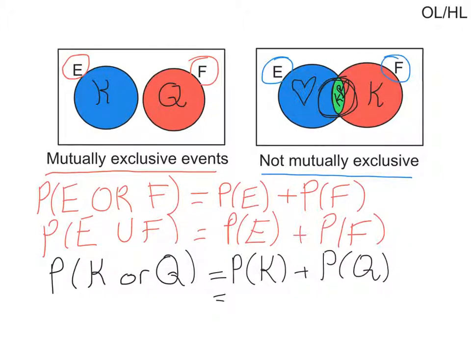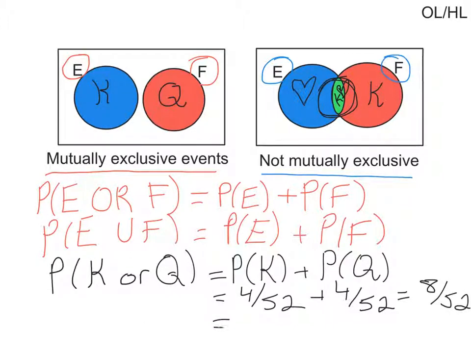The probability of drawing a king from a deck of cards is 4 over 52, and the probability of drawing a queen from a deck of cards is also 4 over 52, and this is because there are 4 queens in a deck of 52 cards. Adding these together, we'll get 8 over 52. Simplifying, this is equal to 2 over 13.